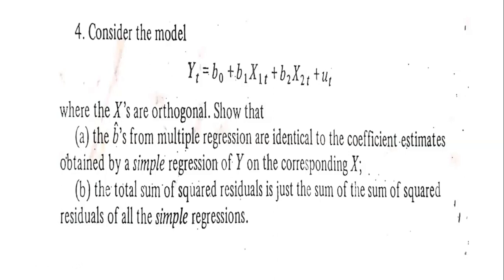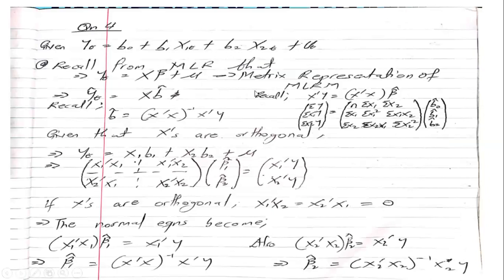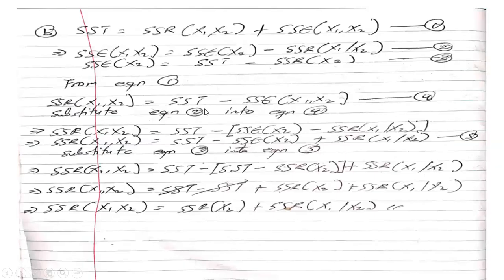In a nutshell, this is what the question is trying to tell us to do. We are being asked to show that the total sum of squared residual, that's SSR for x1 and x2, should be equal to the sum of squared residuals for all the regressions. So we should get the total sum of squared residual for S1 and S2 to be in this form. This is our end result.